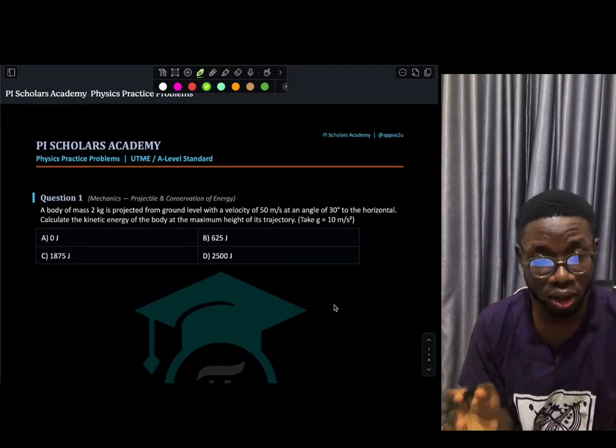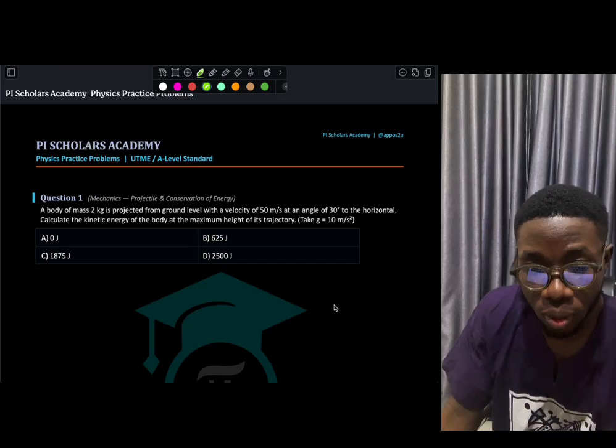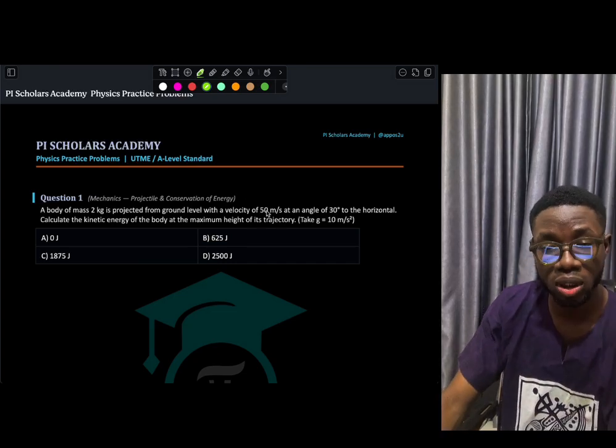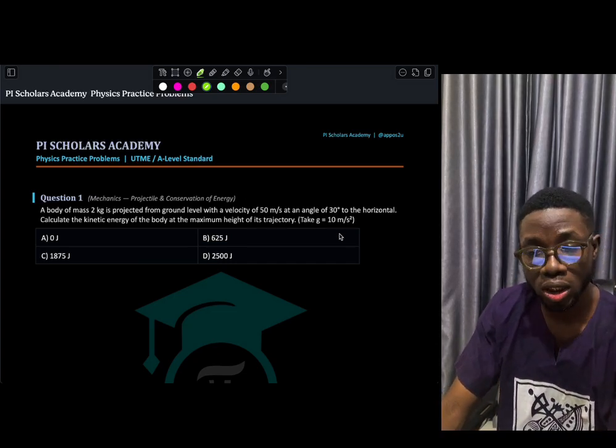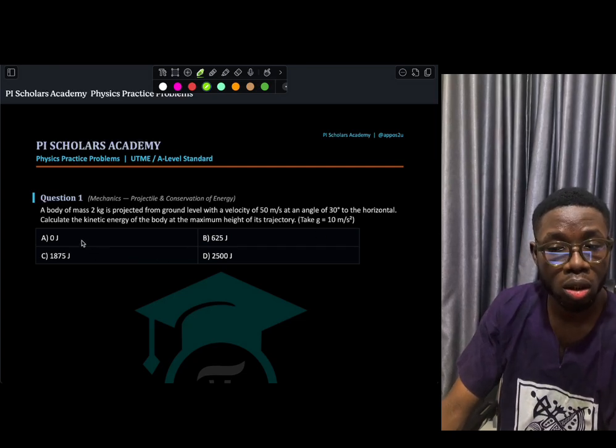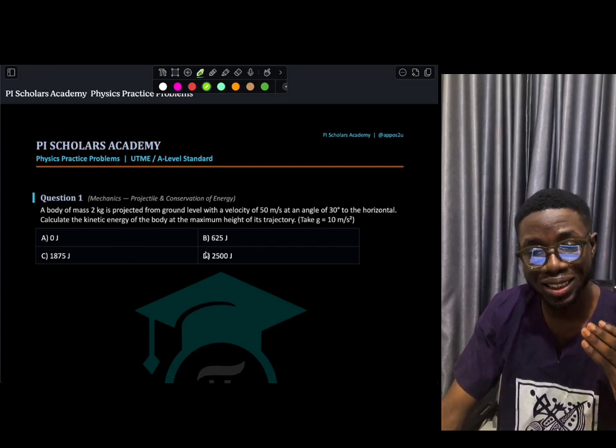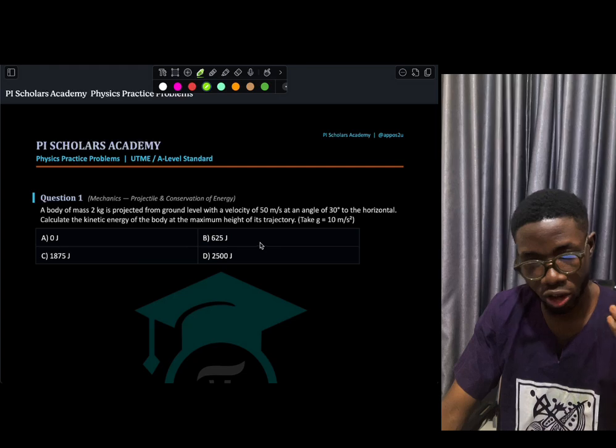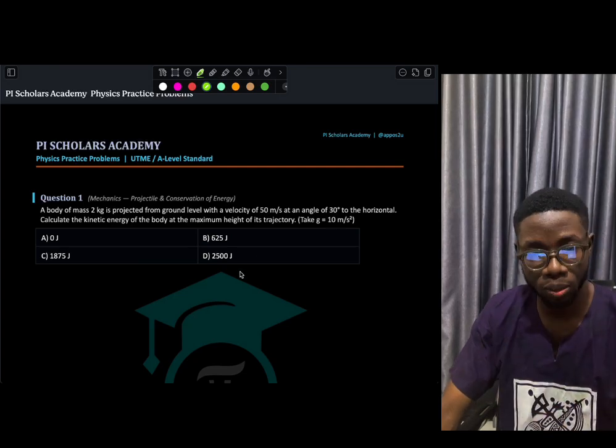We have a body of mass 2 kilograms, which is projected from ground level with a velocity of 50 meters per second at an angle of 30 degrees to the horizontal. Calculate the kinetic energy of the body at the maximum height of its trajectory. We're using g equals 10 meters per second squared.